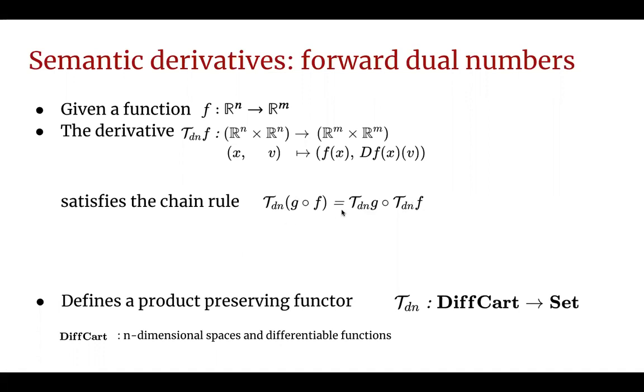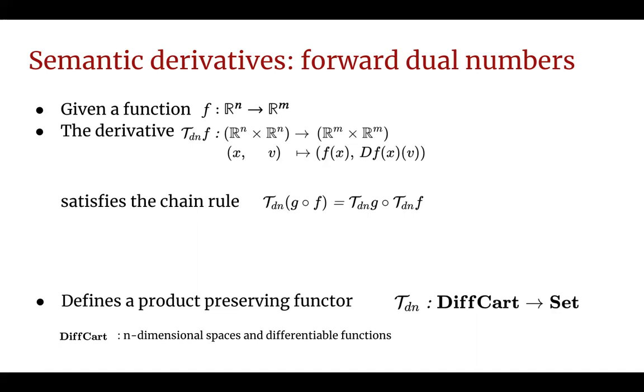And now it turns out that it's not just a functor, but if you do the calculations, this is a product preserving functor. So that's very nice. And that's part of why our code was so simple, because we were implementing this functor in code, and it's a product preserving functor.